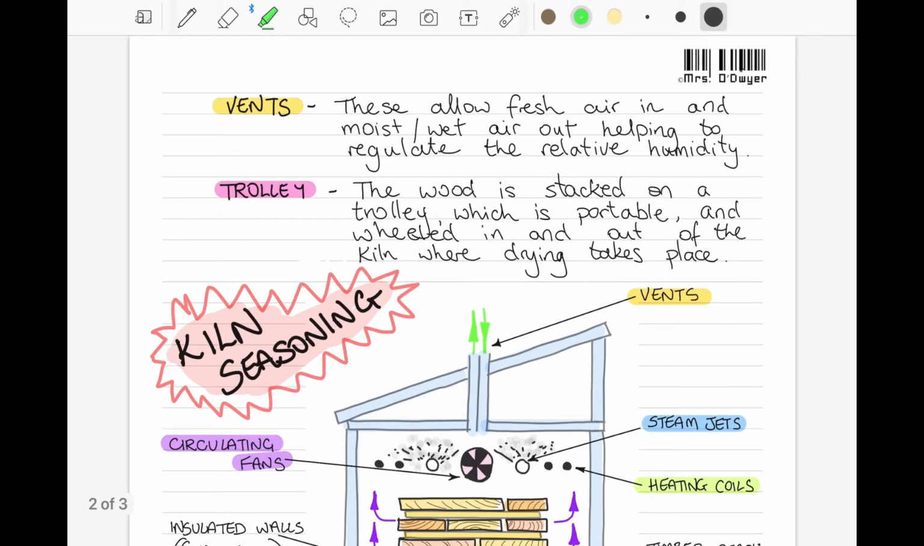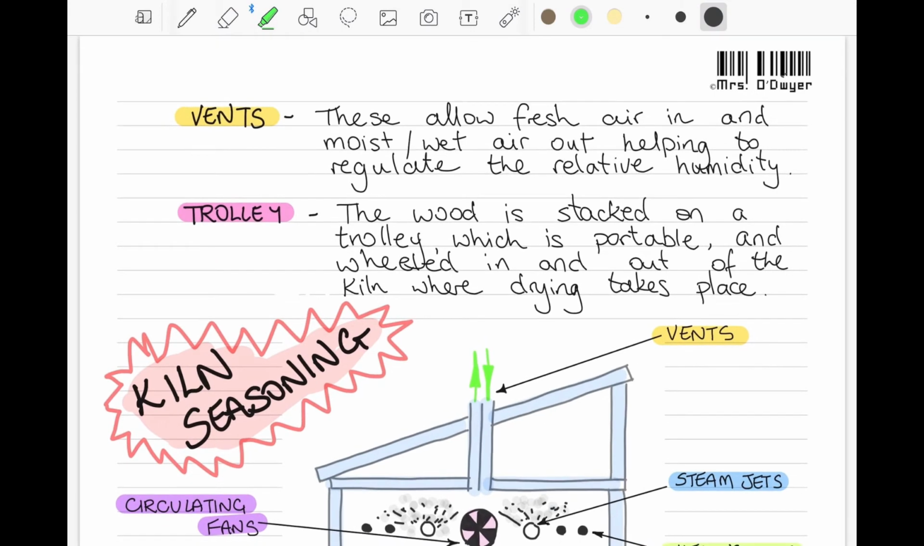Next page then, the vents, and they're at the top of the kiln, and I suppose it makes sense, or at least I hope it makes sense to you. A vent is required to allow fresh air in and the wet air out, and it helps regulate the relative humidity. So keyword there, regulate, keep it even. Relative humidity, keyword. If you don't know what relative humidity is, you need to go back and check that. We've gone through it enough times in class. It's the amount of moisture in the air versus the amount of moisture the air could hold. What the vents do is allow fresh air in and wet air out. Okay, and that's what a vent is for, so in and out.